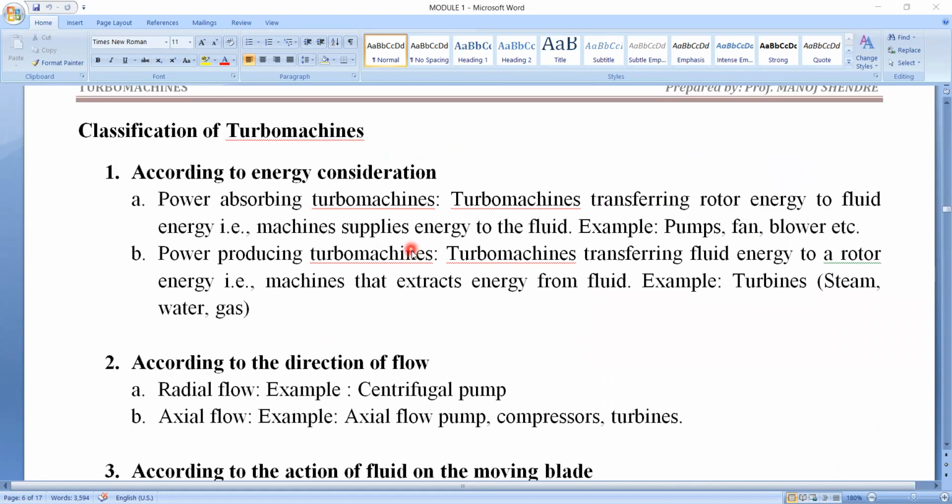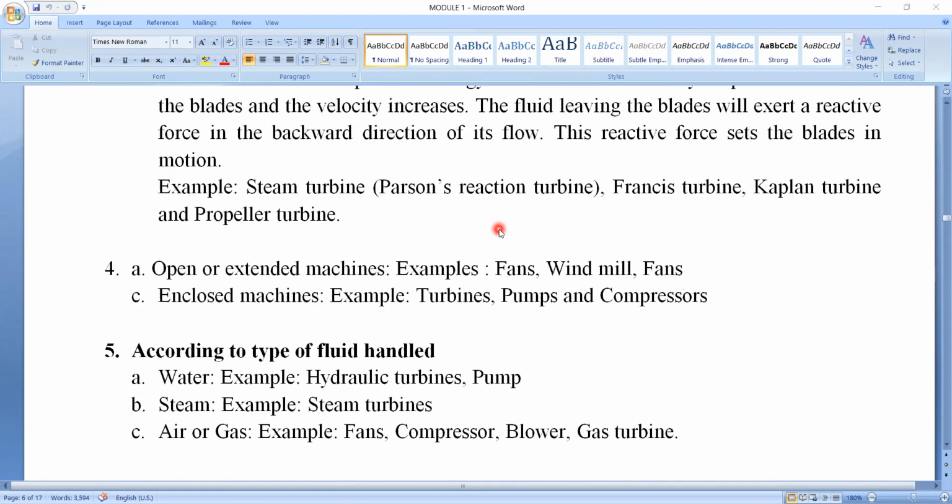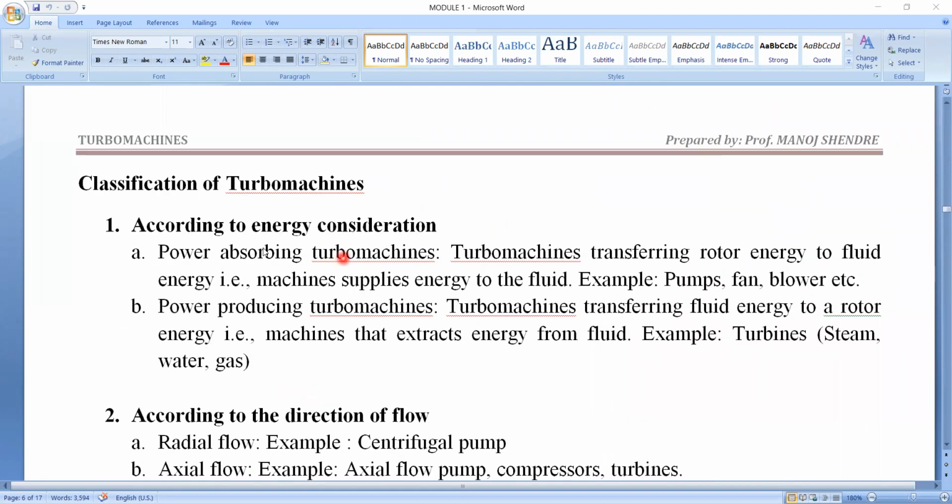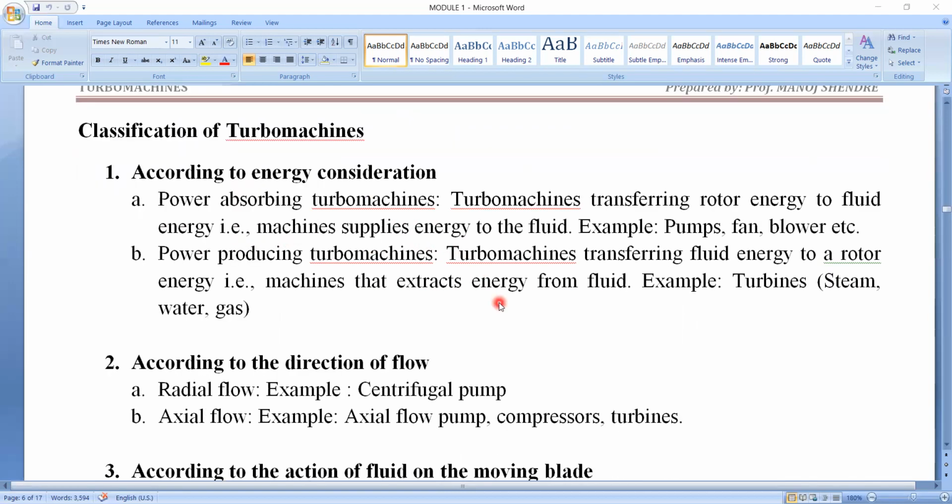So let's start lecture number 2 with the classification of turbo machines. Turbo machines are classified into various types based on various factors or parameters. The first classification is according to the energy consideration. Based on this, we have two types of turbo machine. The first one is power absorbing turbo machines and the second one is power producing turbo machines. One should have a clear difference between these two.